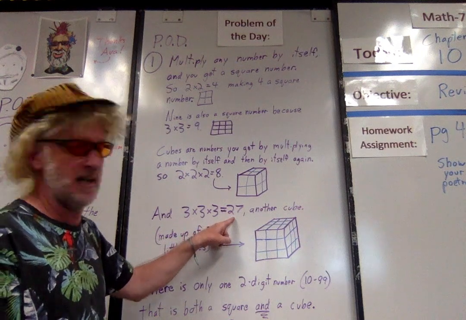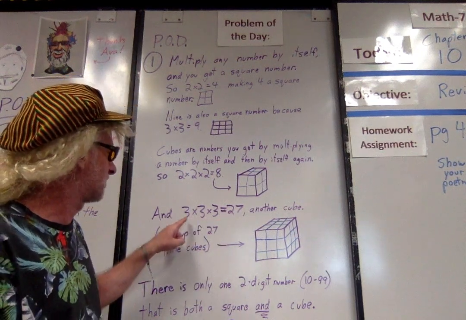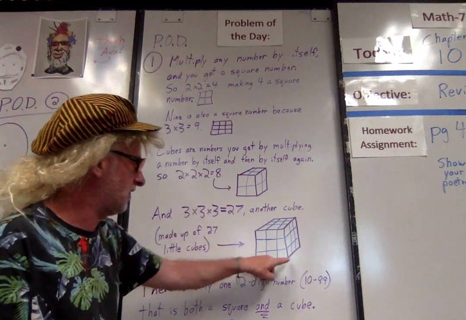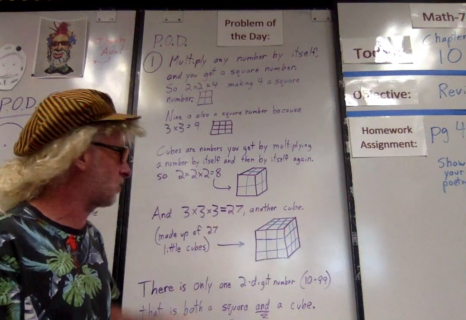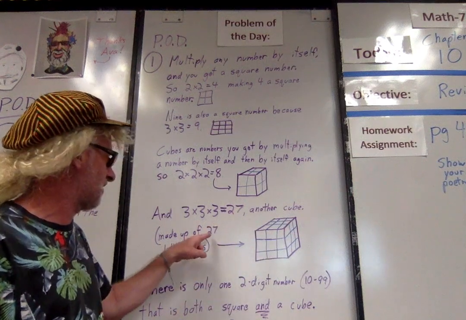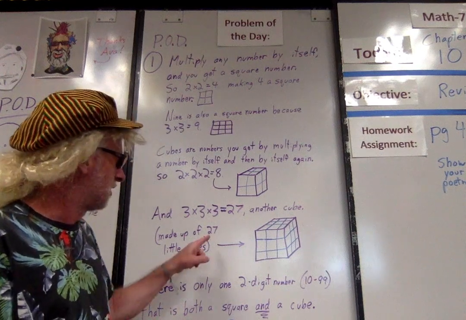How about 27? That's also a cube number. It's the next cube number. Why? Because 3 times 3 times 3, length times width times height. Yeah, looks like a Rubik's Cube, doesn't it? But 3 times 3 times 3 is 27. If I gave you 27 little cubes, you can make a big cube. What if I gave you 30 little cubes?